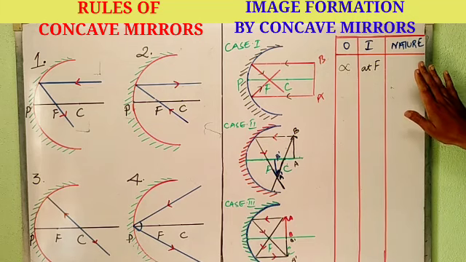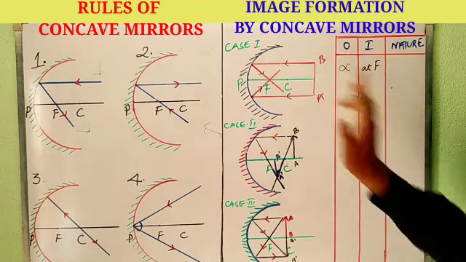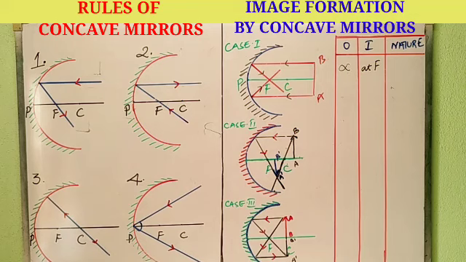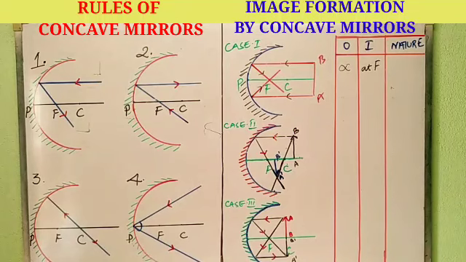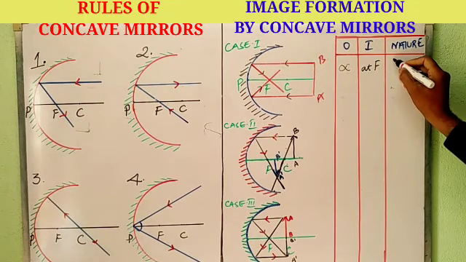Now let us try to understand the nature of the image that is formed here. We understood that there are two types of images, virtual images and real images. Real images are formed when the reflected rays are meeting. Here the reflected rays are meeting, so the image that is formed is real.